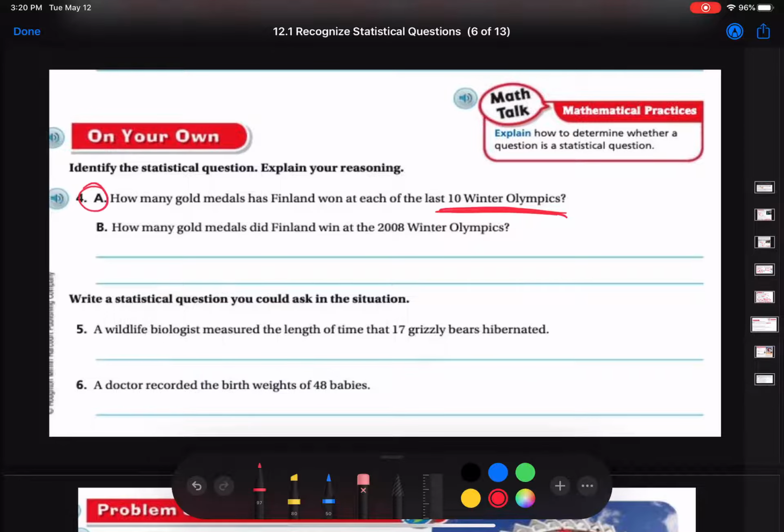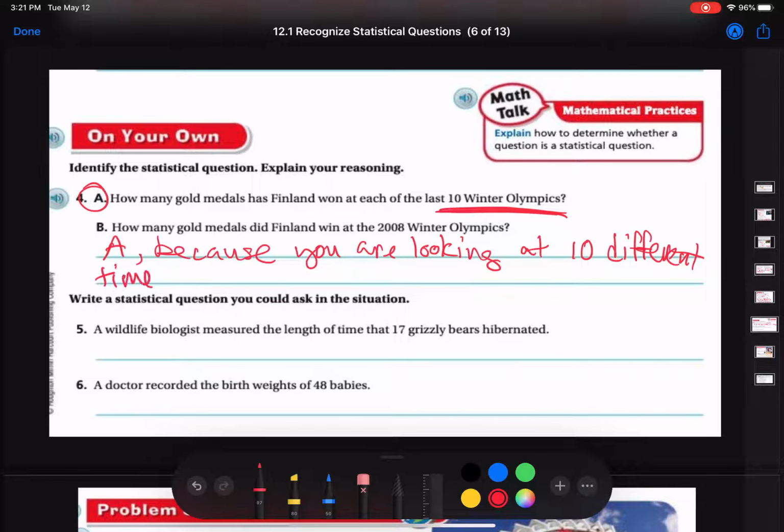So A, and then you would say because you are looking at 10 different times, so the data will vary.